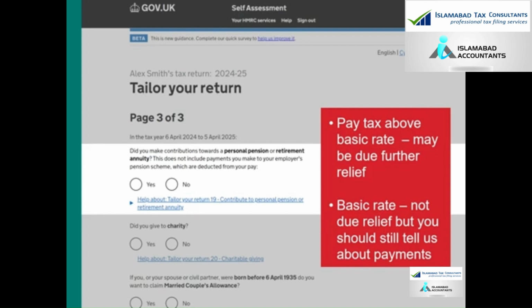If you pay tax at a rate above the basic rate of 20%, you may be due further tax relief on the payments into your personal pension or retirement annuity. If you only pay tax at the basic rate, so you're not due any further tax relief, you should still tell us about the payments later in your tax return. It can affect other things in your tax calculation, such as your adjusted net income.